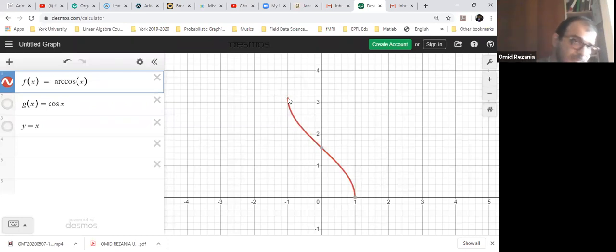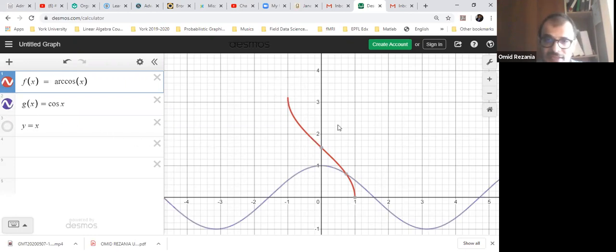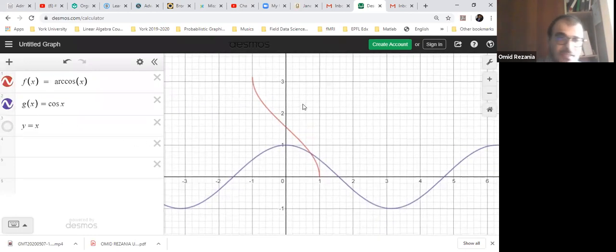But look at this. That's my function. The blue one is the cosine of x. Guys, I do not restrict the function here because you see the whole function.